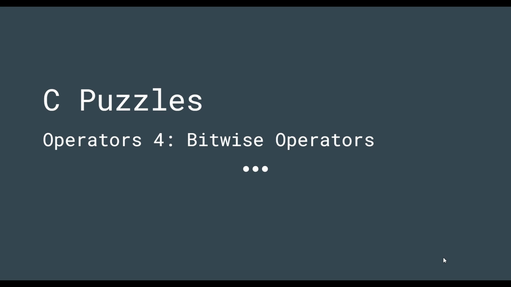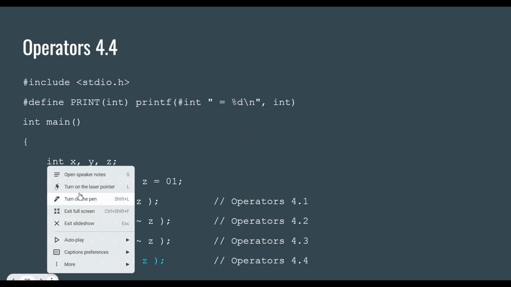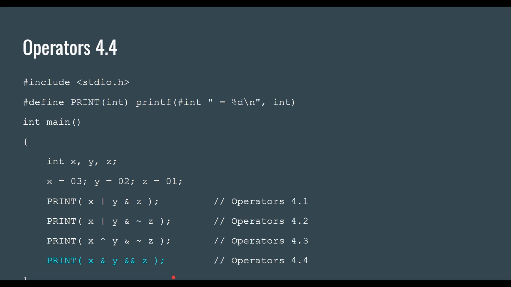We're going to continue on with operators 4.4 in the bitwise operators section. Here once again we have the main snippet of code. We have added operators 4.4 as highlighted here in teal. It's a call to the print macro, passing the expression x & y && z, close parentheses, semicolon. Feel free to pause the video and go ahead and try to solve this on your own before we actually jump to the solution.